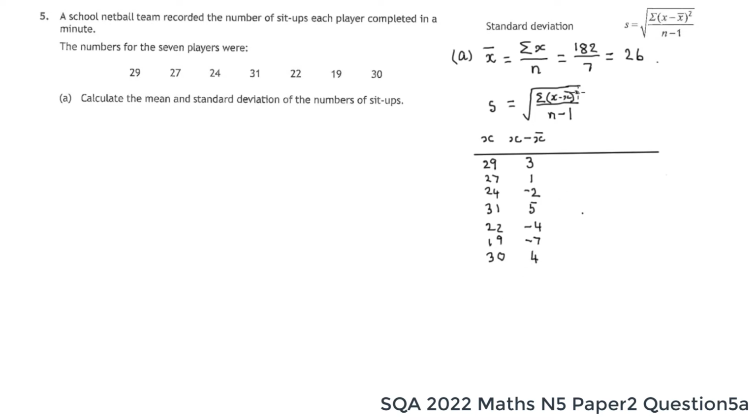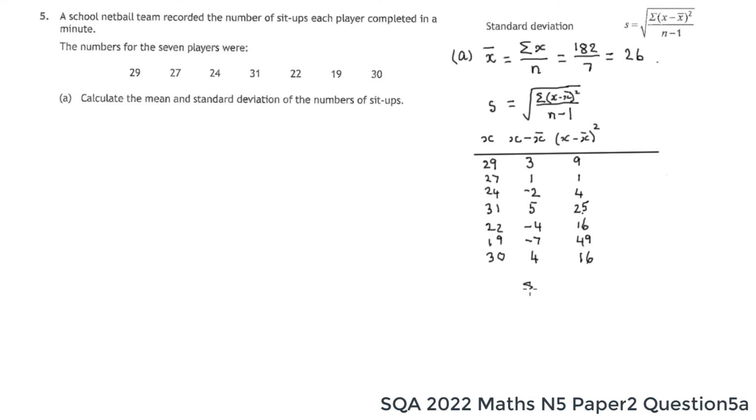Now the squared term is the square of each of these values, so we take this difference and square it. So we're going to get positive numbers in here. Square terms are always positive or 0. So 3 times 3 is 9, 1 times 1 is 1, negative 2 times negative 2 is 4, 5 times 5 is 25, negative 4 times negative 4 is 16, negative 7 times negative 7 is 49, 4 times 4 is 16. And what have we to do with these? We have to add them all up.